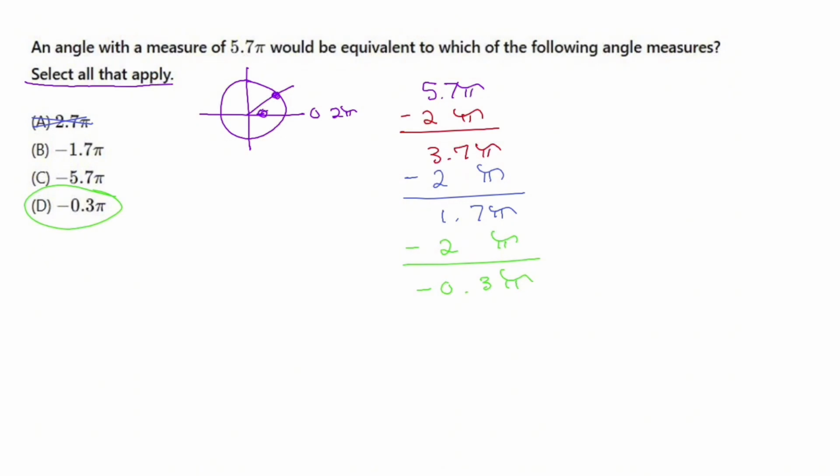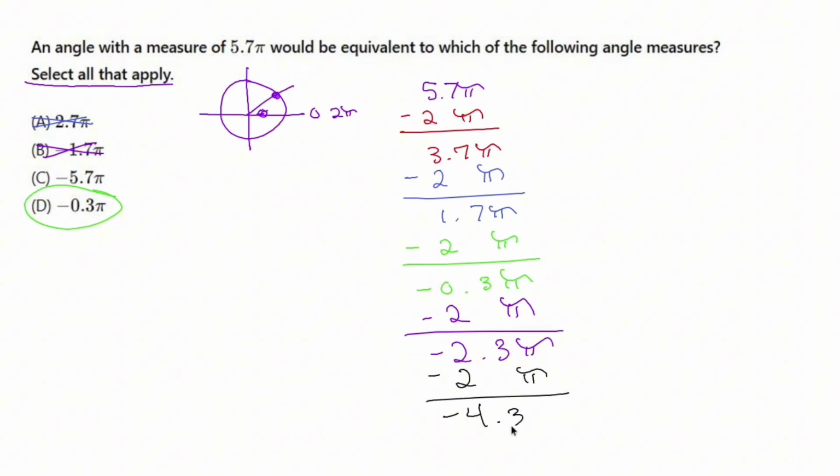Let's do it again. Minus 2 pi is going to get me negative 2.3 pi. So we passed it and didn't land on it, so that's not an option. Let's keep going. Minus 2 pi is going to get me negative 4.3 pi. That's not an option. Looks like all we have to do is one more time. Minus 2 pi is going to get me negative 6.3 pi, which I passed. So D is the only option. After all of that, D was the only option that seemed to work. So D is going to be our only answer.